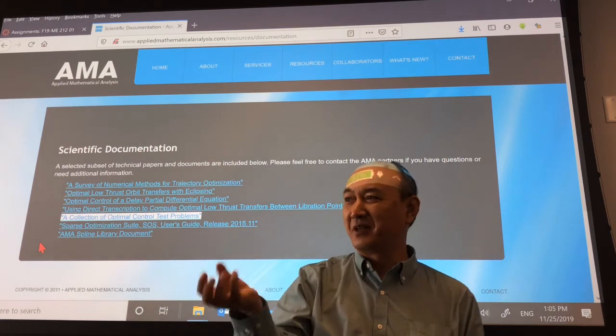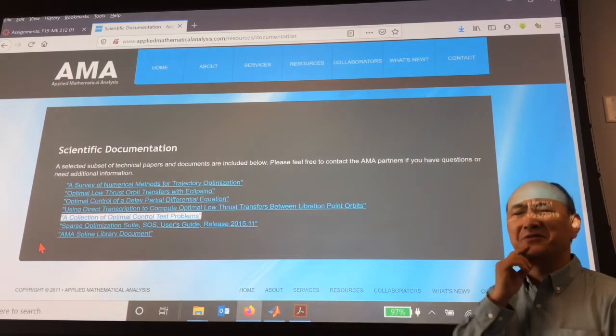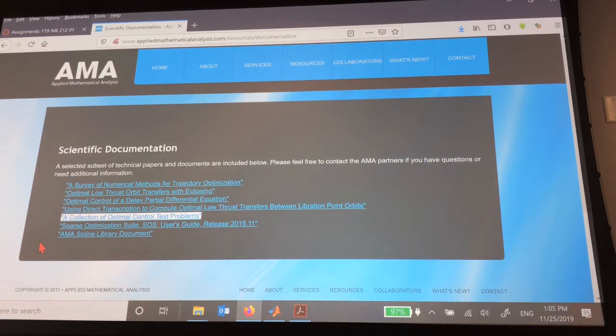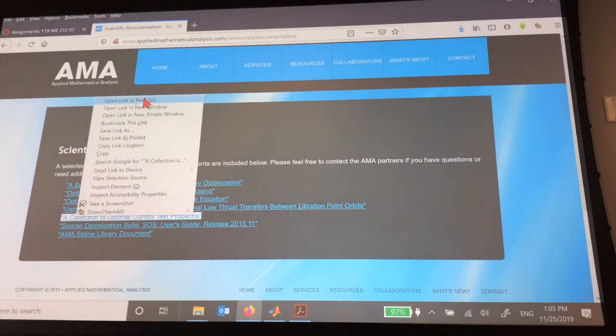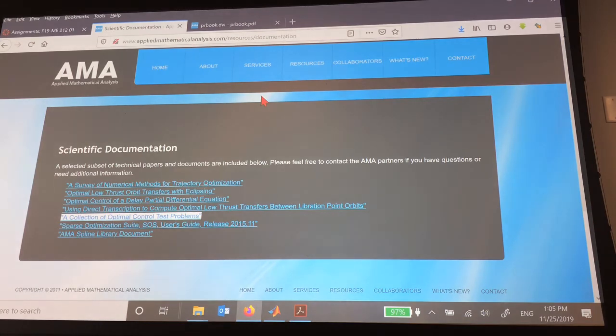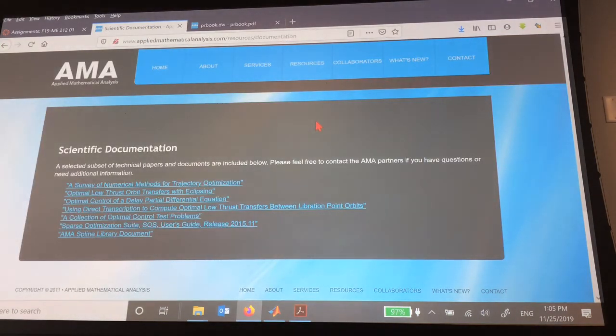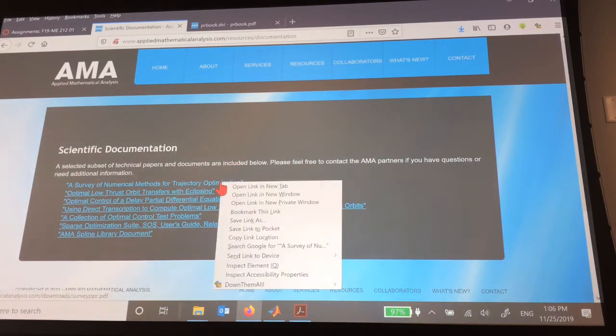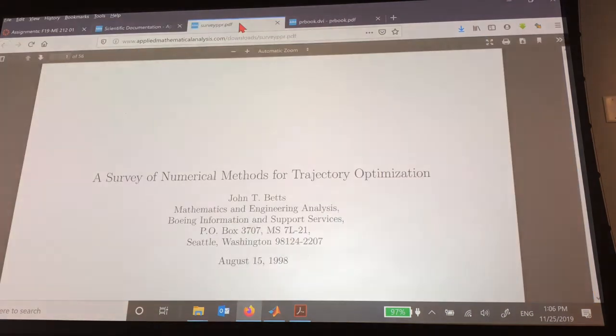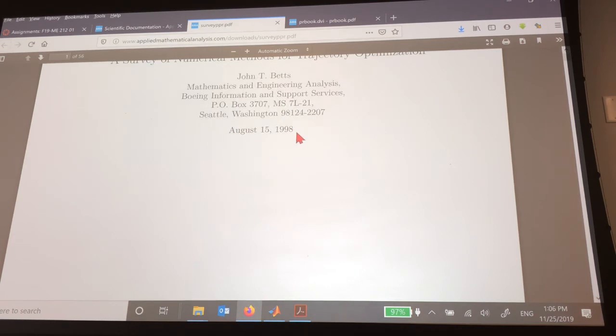So I wish you will pick it up. It's about 350 pages, maybe 380. And he collected different types of OCP problems. Yeah, 350 pages, so pretty good. And also, for numerical optimization, he has a survey paper of about 56 pages, written 20 years ago. Okay, 20 years ago. He's very good.